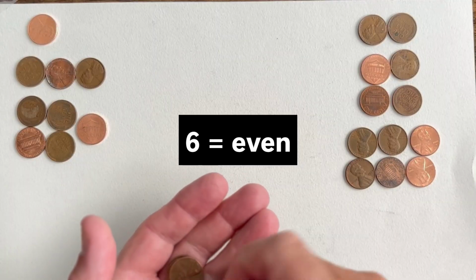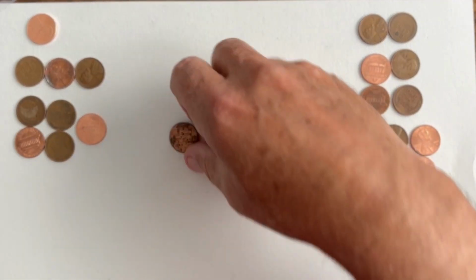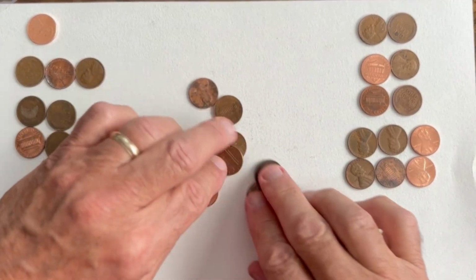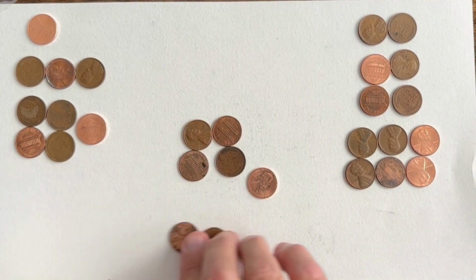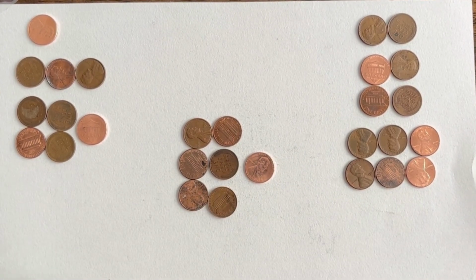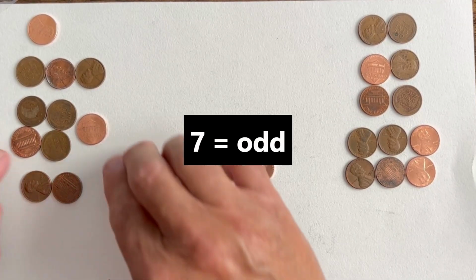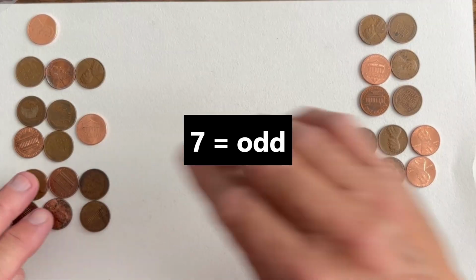1, 2, 3, 4, 5, 6, 7. Let's make our pairs of 2. 2, 4, 6, 7. This looks like it's going to be a remainder of 1, so that makes it an odd number. Put it over here in the odd number pile.